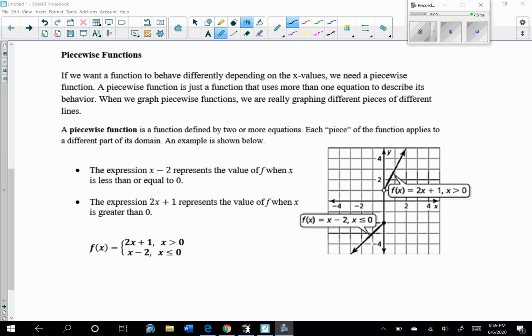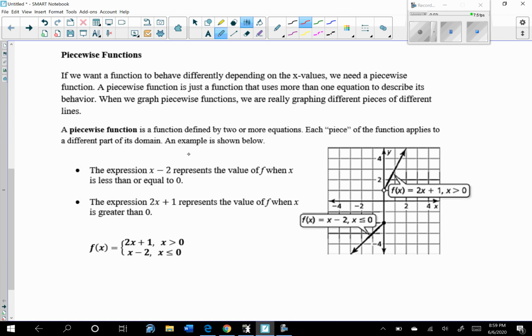So now let's get into the actual lesson. Piecewise functions. If we want a function to behave differently depending on the x values, we need a piecewise function. A piecewise function is just a function that uses more than one equation to describe its behavior. When we graph piecewise functions, we are really graphing different pieces of different lines. So a piecewise function is a function defined by 2 or more equations. Each piece of the function applies to a different part of its domain.